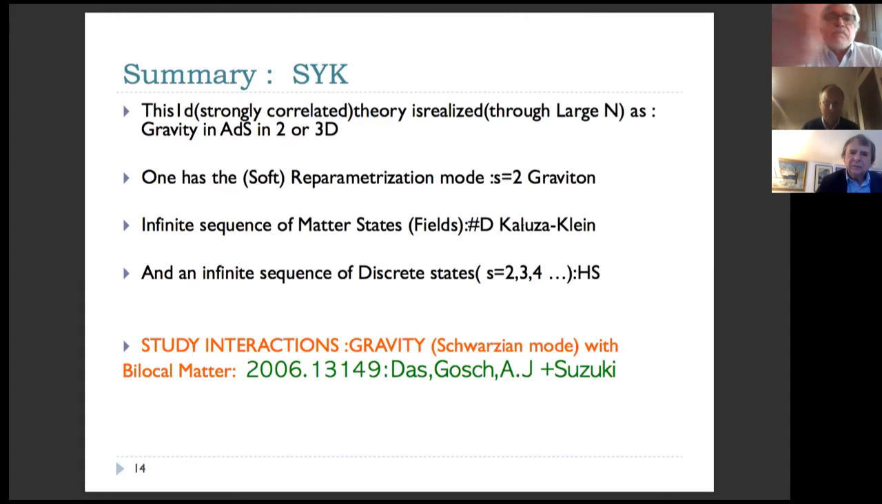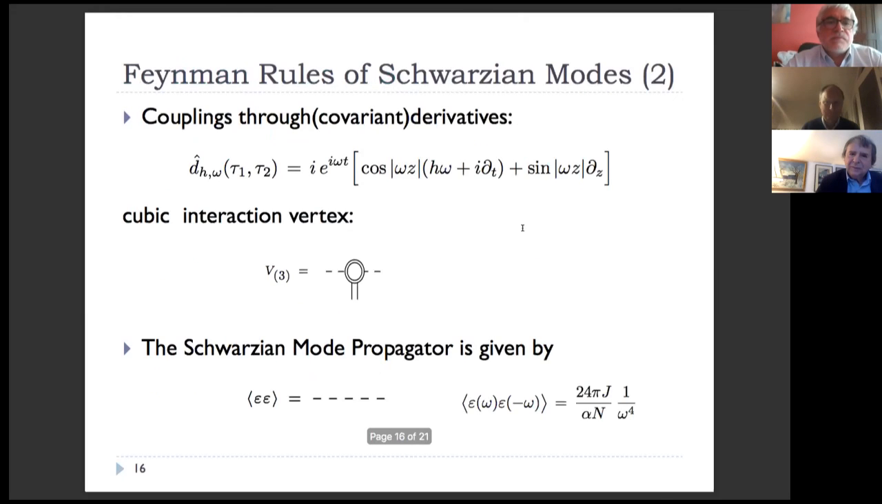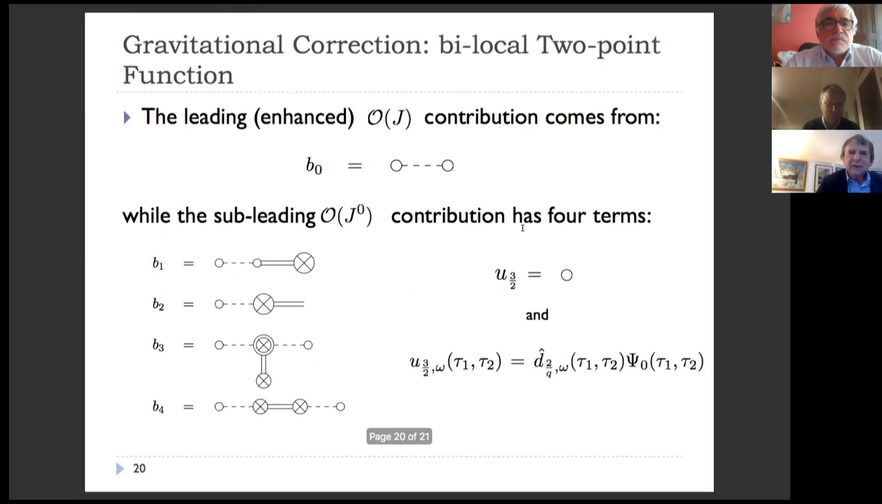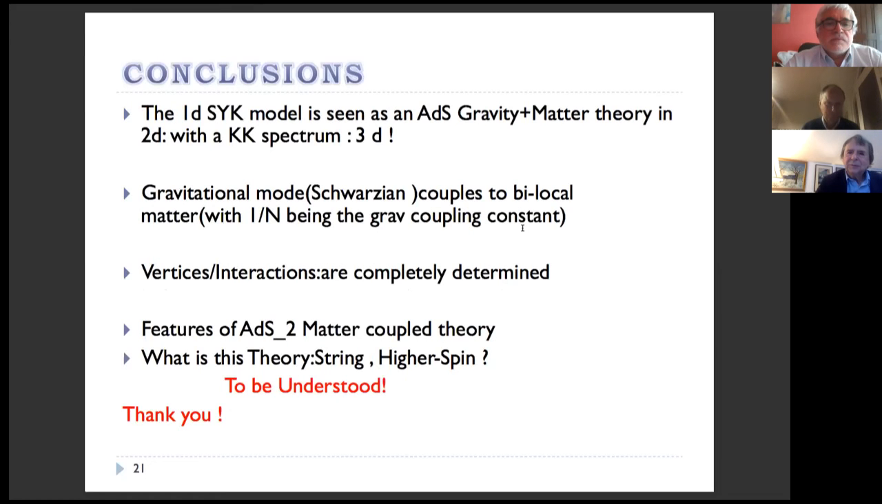So just to conclude, there is a set of vertices and Feynman rules for the theory, which we have worked hard to produce. And then the conclusion is that we have this model whose total physical spectrum is known. It is gravity with matter. It's a very interesting model. Interactions are completely known, though fairly complicated.